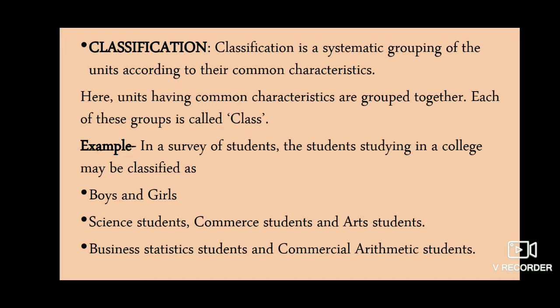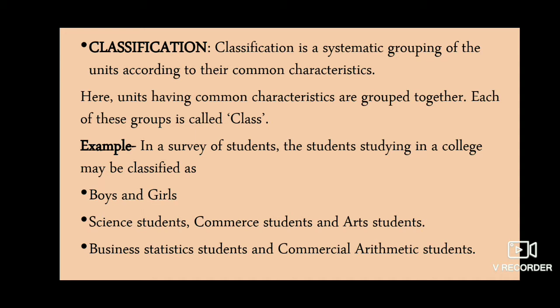Classification is a systematic grouping of units according to their common characteristics. Here, units having common characteristics are grouped together. Each of these groups is called a class. Let's consider an example of classification.